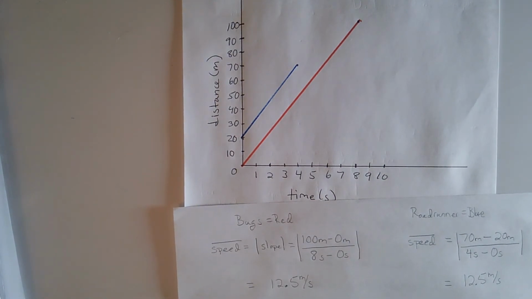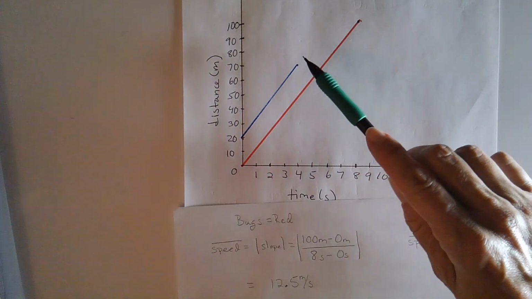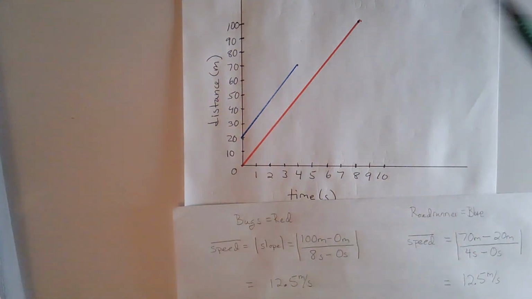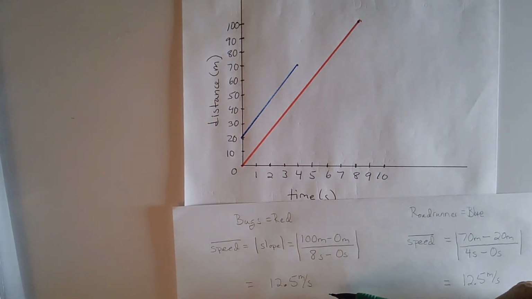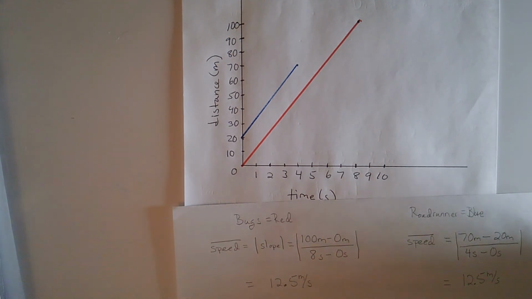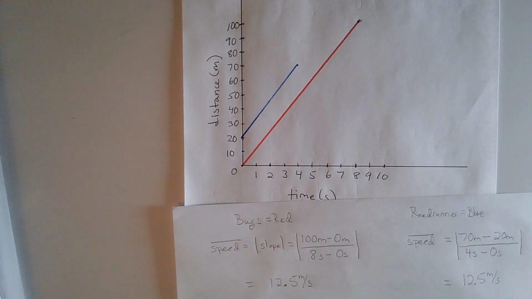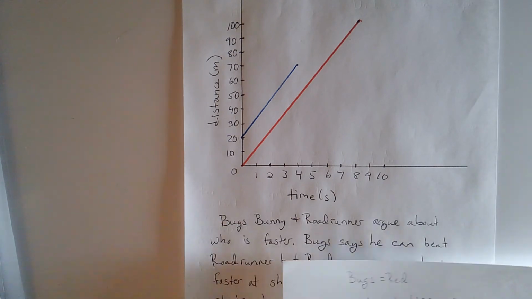If they have the same slope, period, without that absolute value sign, they would also have the exact same velocity. Well, if they're both going in the same direction and they're both covering the same speed, then they both have the same average velocity as well, because they're both headed the same direction. All right. One more to look at here.